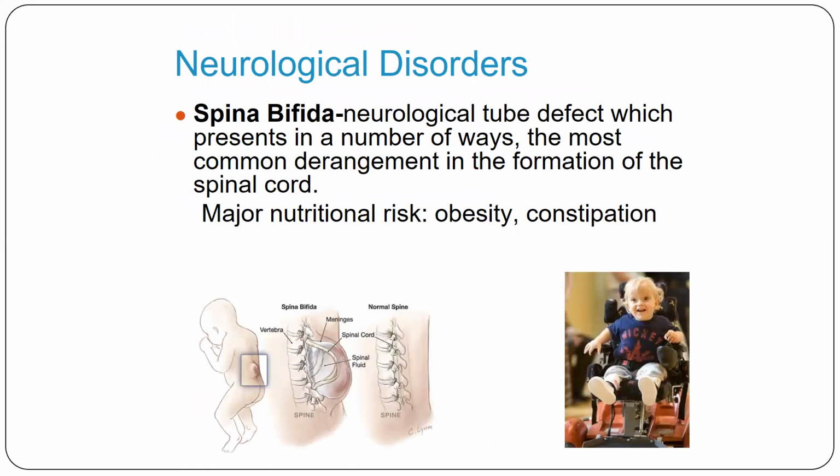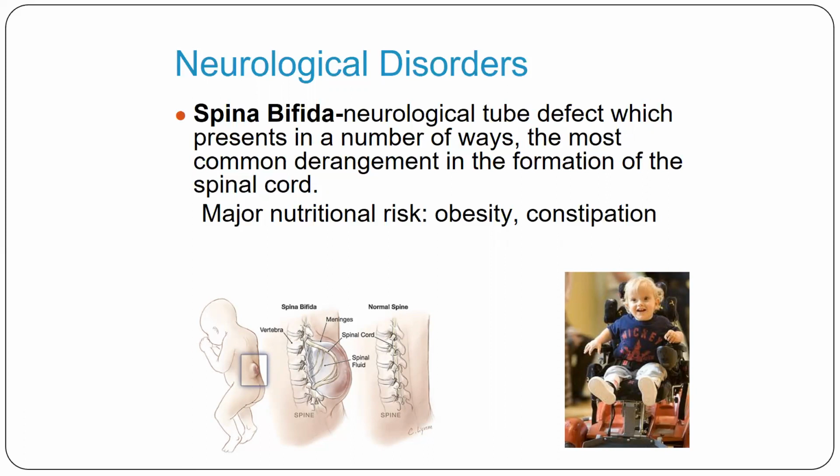Spina bifida is often caused by nutrition-related factors. This is a neural tube defect. It presents in a number of different ways, but most often there's a derangement in the formation of the spinal cord. So children are born with this.